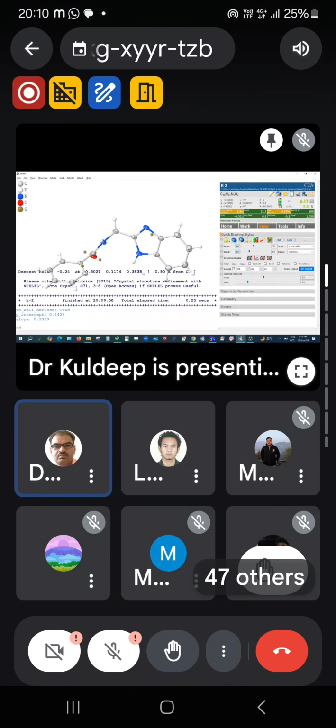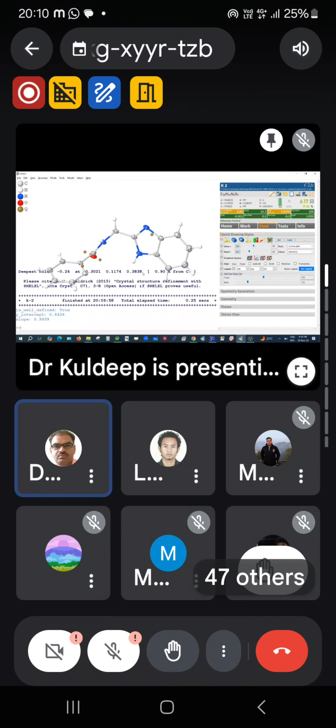Okay, the SHELX manual is available. You can download it from here. It's freely available. There is a book which I already mentioned. This book has these commands written in it.